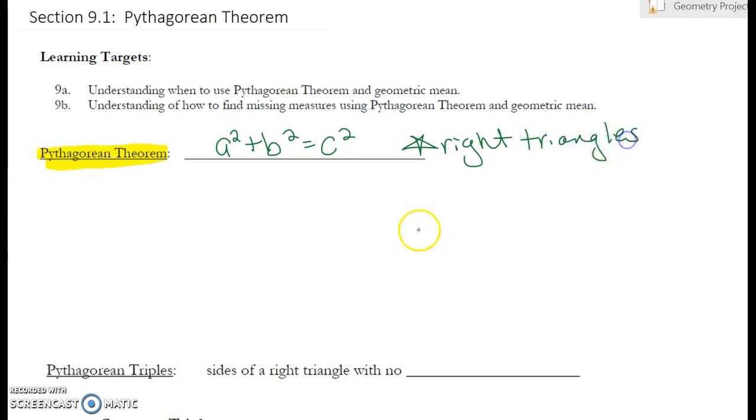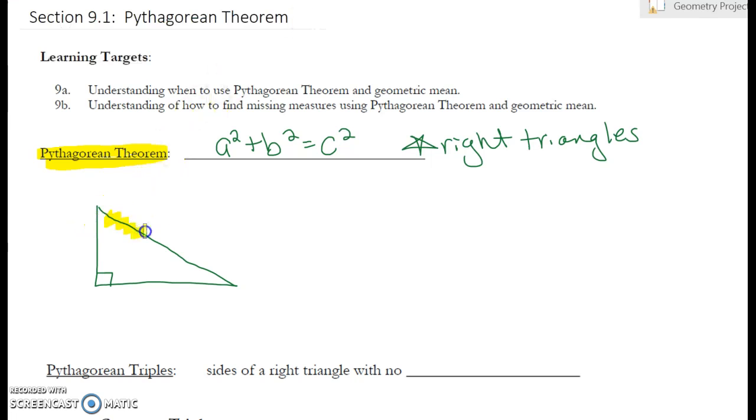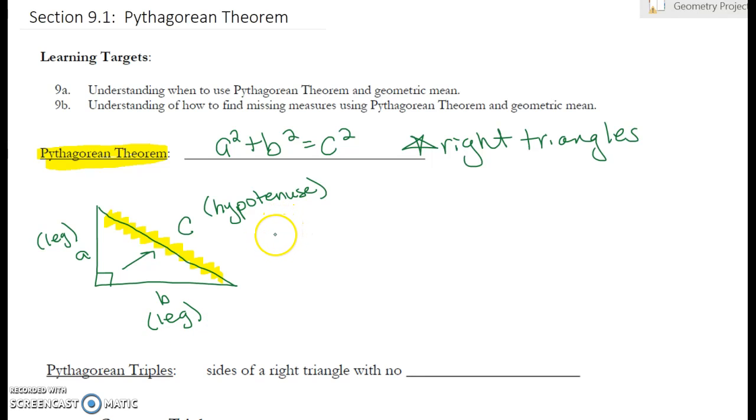Okay? And so here's my right triangle. This is my right angle. The side that is the most important is this hypotenuse right here. The hypotenuse is the longest side, and it's also the side that's opposite the right angle. So the right angle points at it. This is C, which is your hypotenuse. The other two sides are your legs, and it really doesn't matter which leg it is, if it's A or if it's B. All that matters is the hypotenuse has to be C.